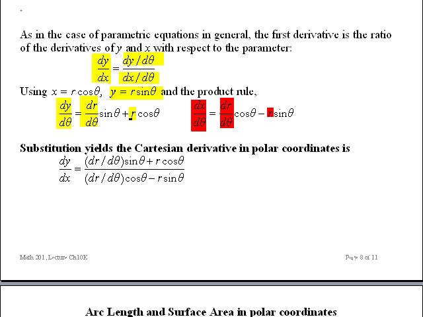So if x and y are expressed in polar coordinates, the slope dy by dx equals dr by d theta times sine theta plus r cosine theta, divided by dr by d theta times the cosine theta minus r times the sine of theta. We don't have to rederive it, we can just use this result now that we know it.